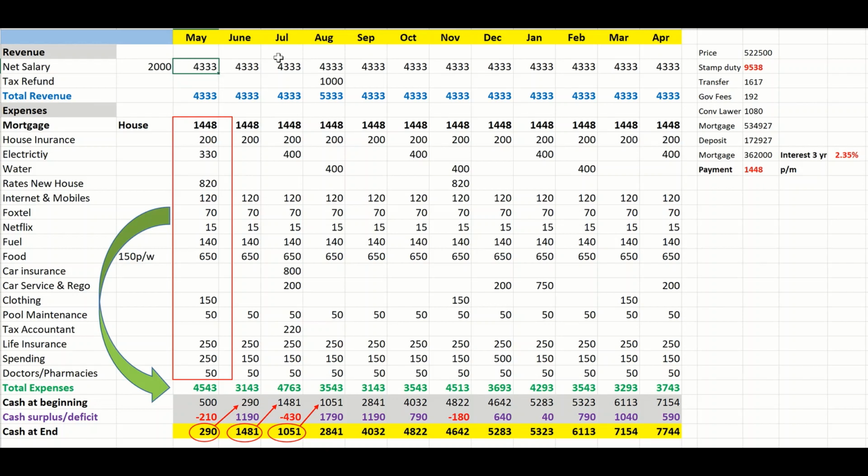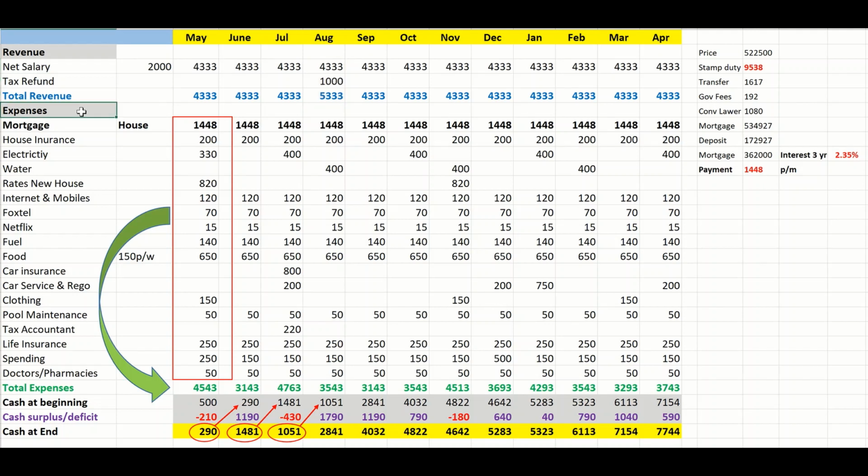So I've calculated the net salary that the person's going to receive. This person also reckons the end of the financial year is June. He'll fill in his tax forms and reckons in August he will get $1,000 back. So what you do now is you take all your revenues and you add them up, and it gives you total revenue. So in most months, it will just be the net salary. In that month, he will receive the tax refund of $1,000.